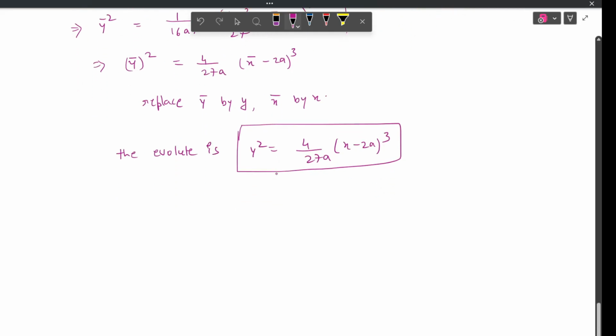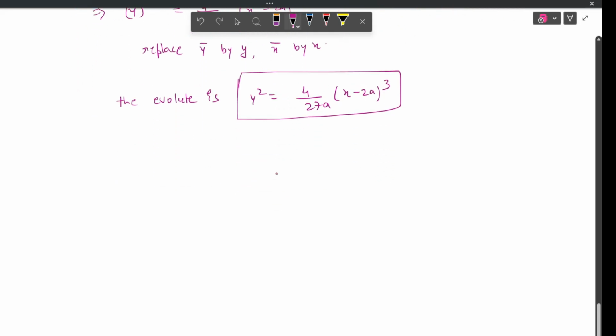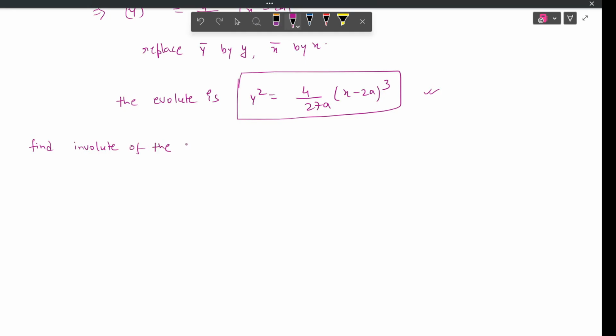Now what would be the involute of this? If we want to find the involute of the above equation, so how will you find it? Let us see.